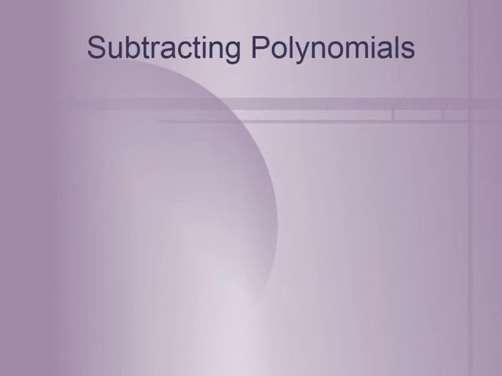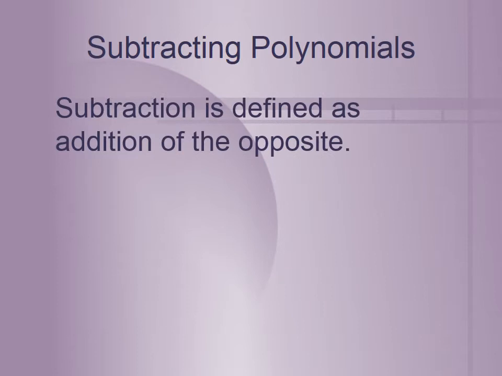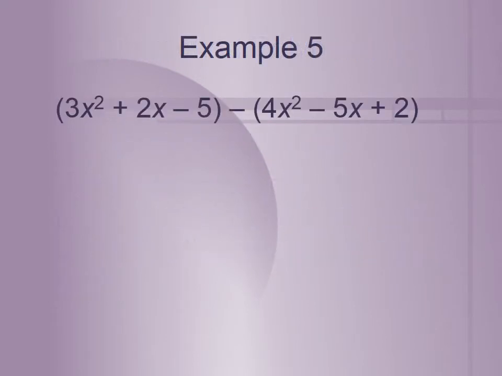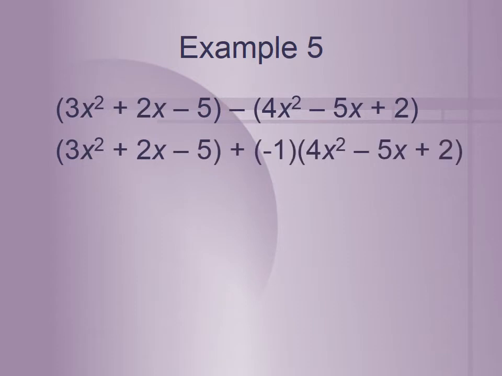All right, now let's move on to subtracting polynomials. Remember that subtraction is just defined as adding the opposite. So when we subtract, we're just adding the opposite of the terms. So if we have 3x squared plus 2x minus 5 minus 4x squared minus 5x plus 2, we're really adding the opposite of 4x squared minus 5x plus 2.